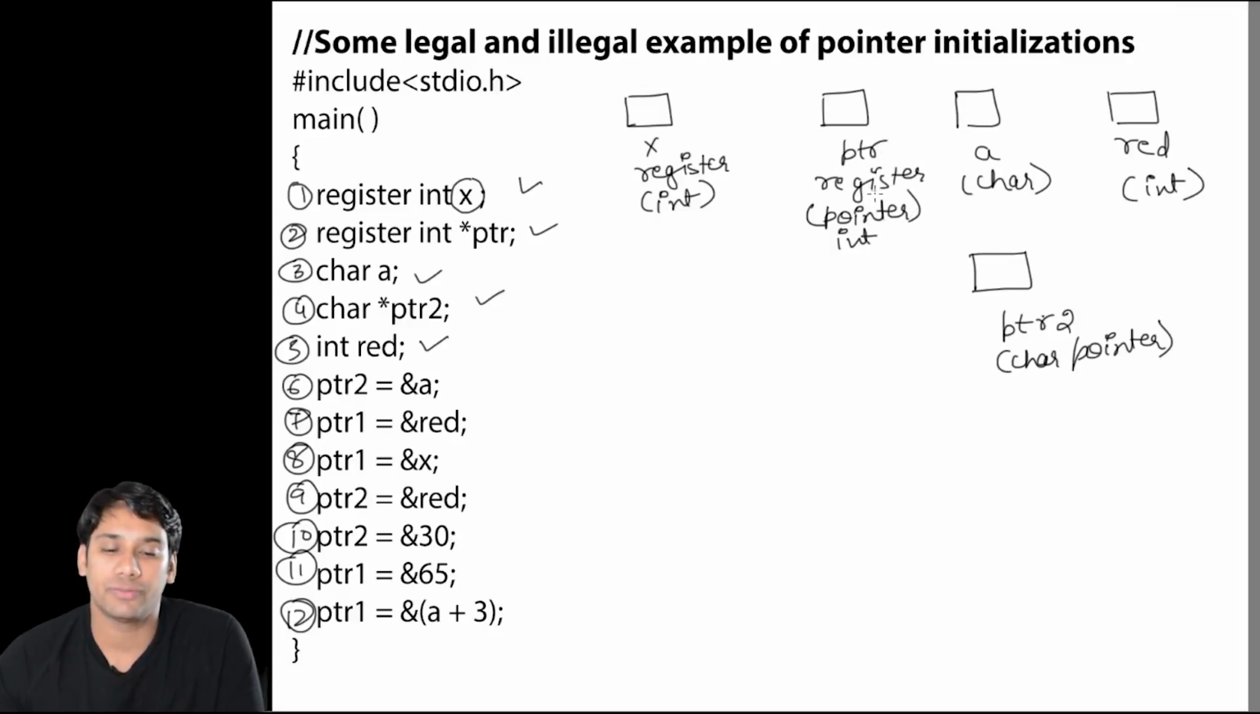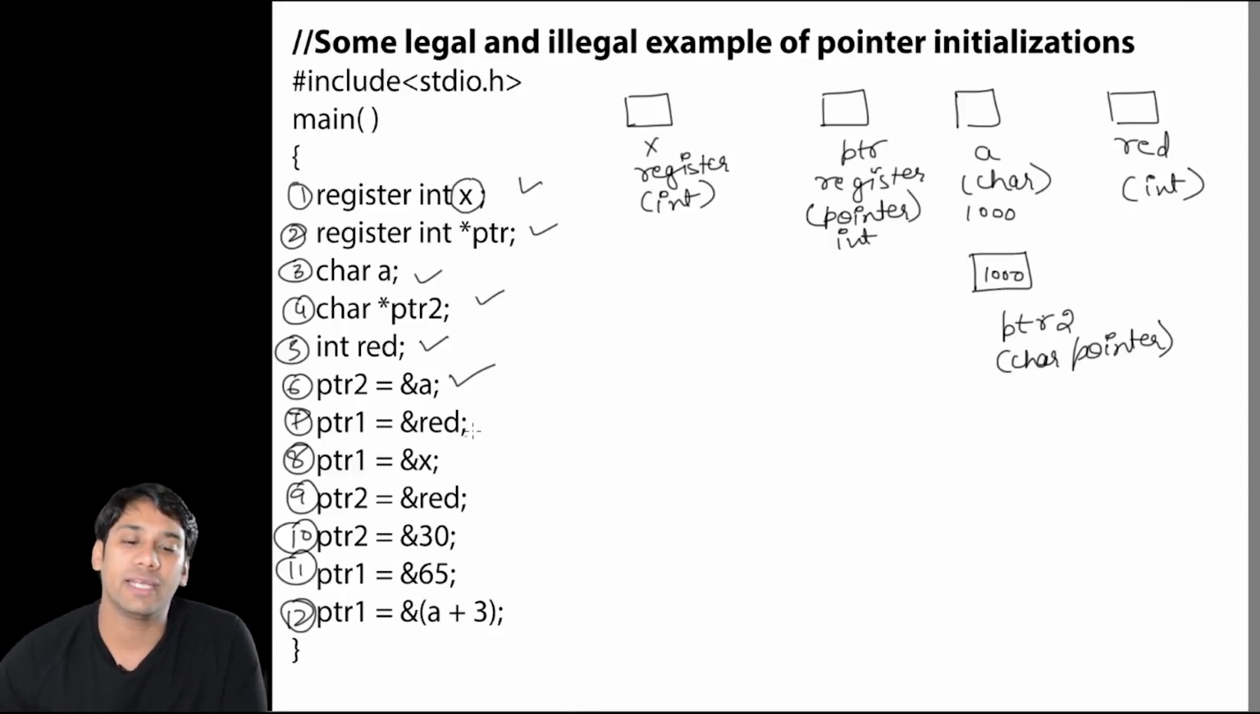So in the next statement, I am saying PTR2 is equal to address of a. That means this address of a is now stored in PTR2. Let us suppose this address of a is 1000 and this address is now stored in PTR2, and this is a valid thing, because I am storing the address of a character into a character pointer.